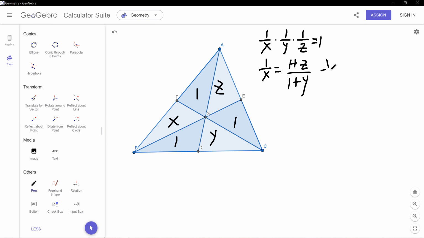Similarly, we have 1 to y equals (1 plus x) to (1 plus z). And also CE to EA, which is 1 to z, equals (1 plus y) to (1 plus x).